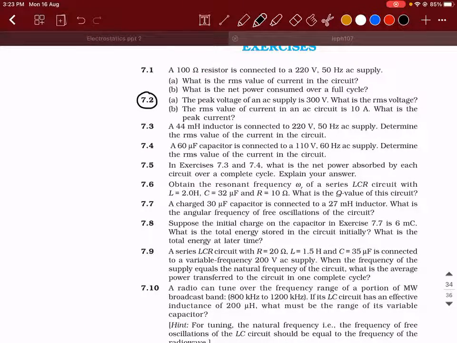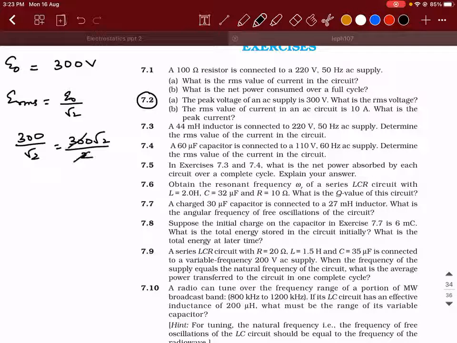The peak value of an AC supply is 300 volt. What is its RMS value? So E naught is 300 volt. What is ERMS? It is E naught divided by root 2. So it is 300 divided by root 2 or 300 root 2 by 2. So it is 150 into root 2, guys. Okay, 150 into root 2, where root 2 is 1.414. Multiply both, you will get the answer. The answer should come somewhere around 216 something.